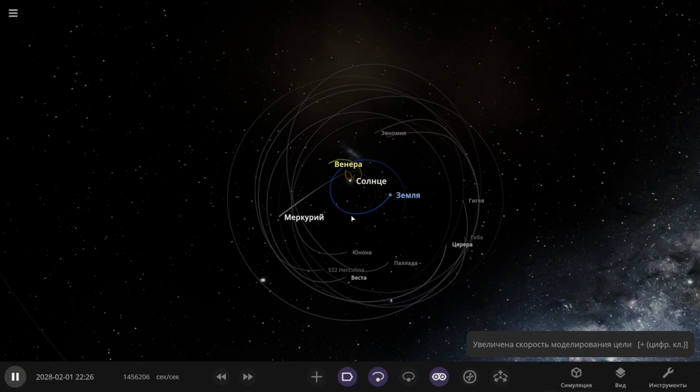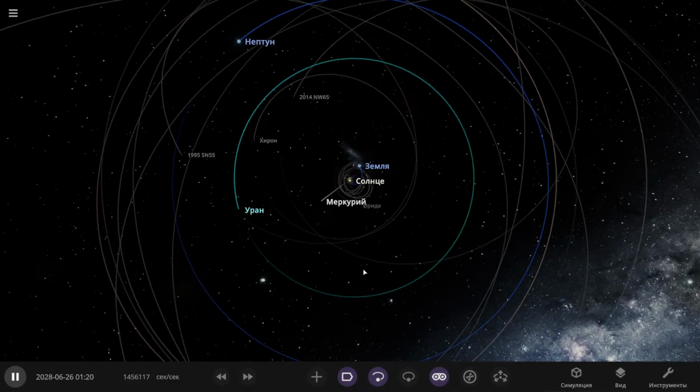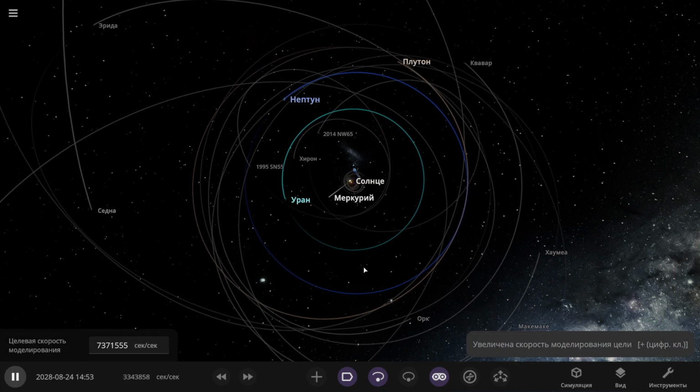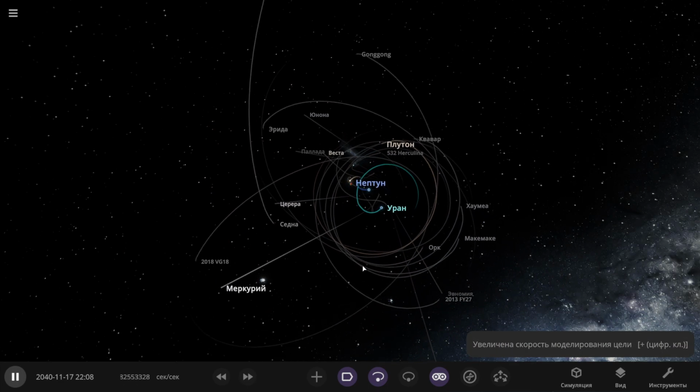Everything has started to intersect with each other. Mercury has just been thrown out of here. Basically, the solar system is simply starting to fall apart. Here, I'm speeding it up even more. Everything is just breaking down and the structure is lost.